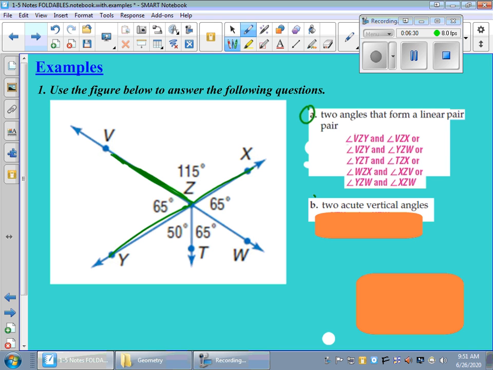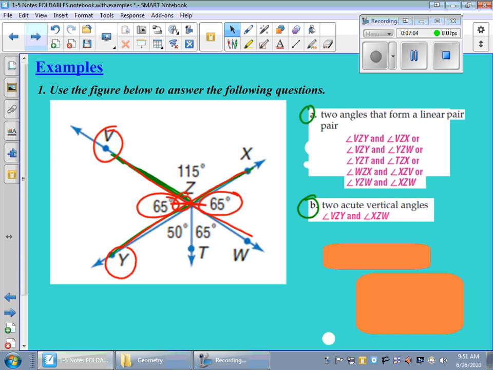The next example says two acute vertical angles. So again, look up your definition of vertical. Acute is an angle less than 90 degrees. Vertical, basically I like to use the term across from each other. So I can see that 65 and 65 are across. They are formed by those two straight lines. Now again, you can't use the numbers, so we would use angle VZY, and that is congruent with angle XZW. Those are two acute vertical angles.